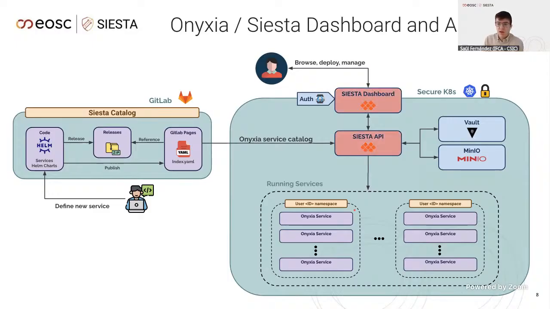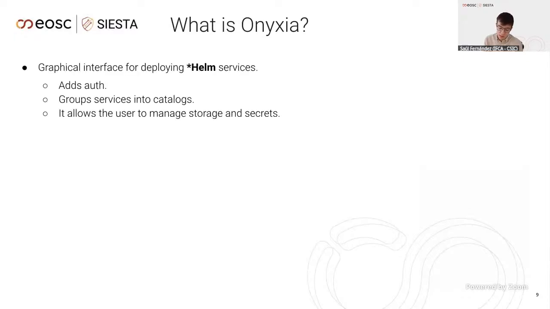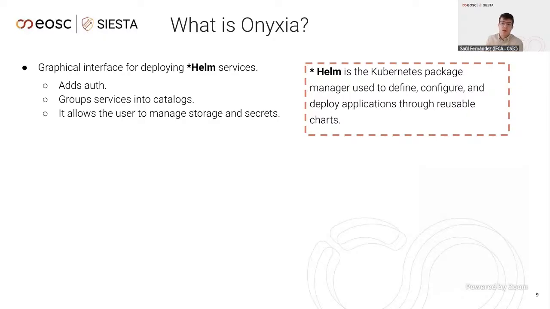So let's take a deeper look at the Onyxia or SIESTA dashboard and API. And first, let's talk about what Onyxia is. Well, Onyxia is basically a graphical interface for deploying Helm services. And what are Helm services? Well, Helm is the Kubernetes package manager used to define, configure, and deploy applications through reusable charts. This means that the service is defined as a set of templates that are going to be completed using specific values for each specific instance of the deployed service.